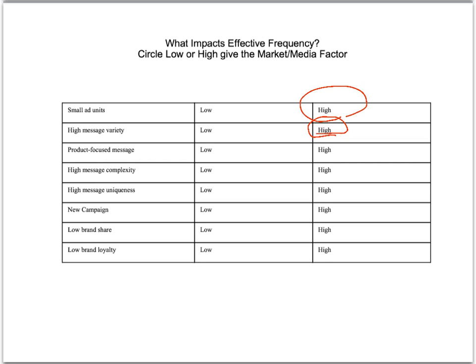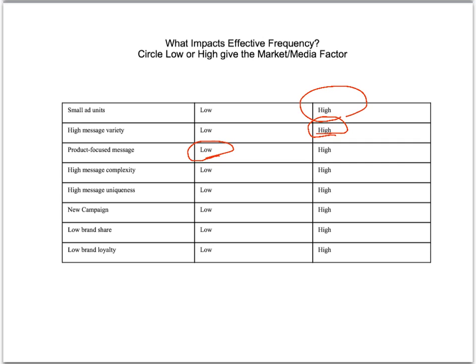meaning that if all of your ads are trying to communicate a different message, there's not a lot of continuity, you're trying to communicate something different in each of your ads, you're going to have to show those ads with more frequency than if each ad really had a very consistent message. A product-focused message, on the other hand, requires a lower effective frequency. So you're going to adjust down if your message is really focused on the product. Those tend to require lower effective frequency.